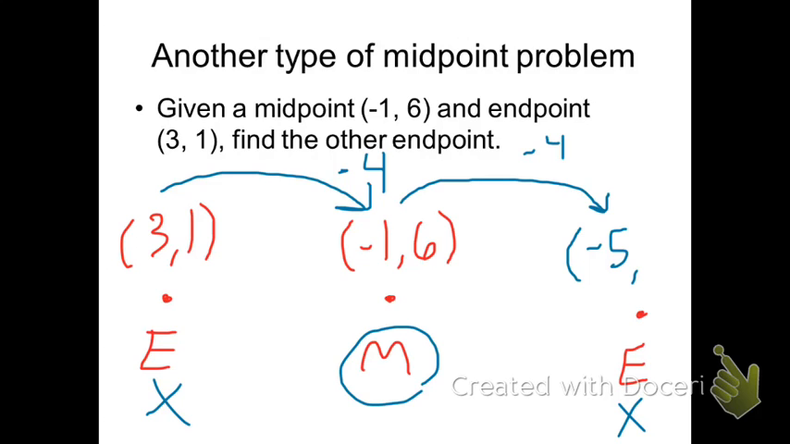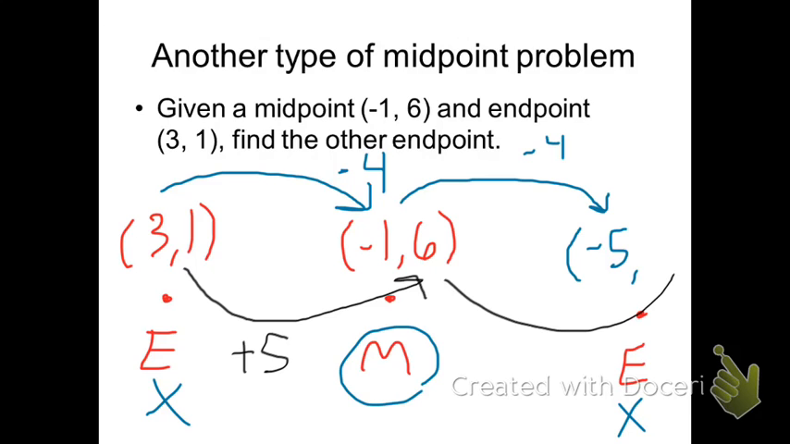The same thing goes for y. To find the y-coordinate of our other endpoint, we need to first figure out how many units we're traveling in the y direction to go from one endpoint to the midpoint. So you would add 5 to go from 1 to 6. So to find the other endpoint, we need to add another 5, because again, this midpoint has to be right in the middle of the two endpoints. So in order to accomplish that, you'd have to add another 5. So, although it's in a bunch of different colors, our answer is what I'm circling right now, -5, 11.